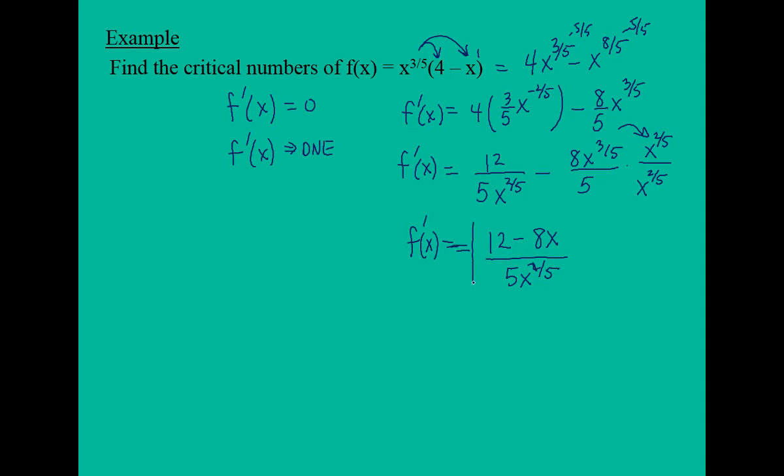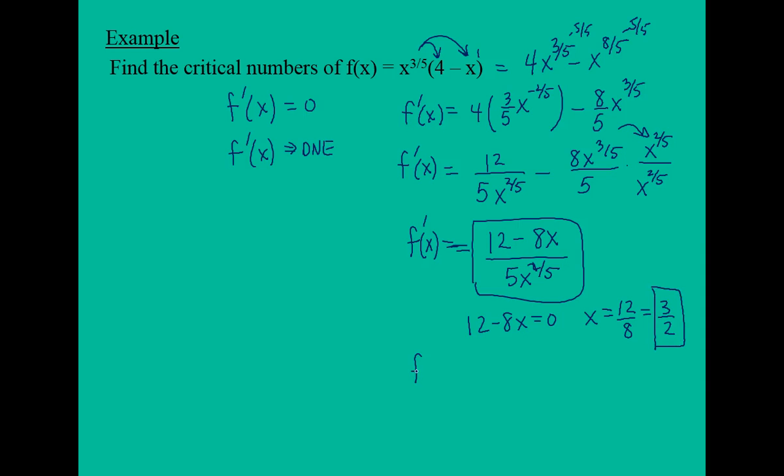Now this expression will equal 0 when 12 minus 8x equals 0. So if we solve for x, we would subtract 12 and then divide by negative 8. So we would get 12 over 8, which reduces by a factor of 4 down to 3/2. So there we have found a critical number, x equals 3/2.